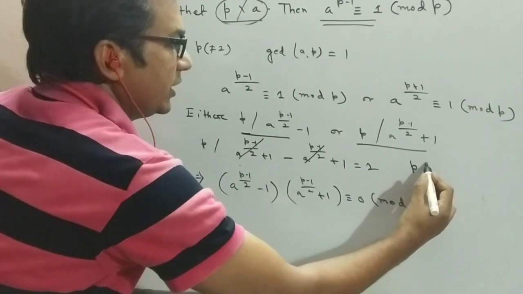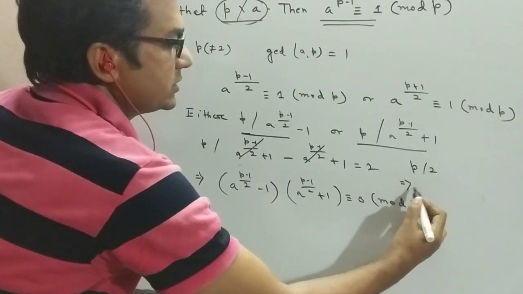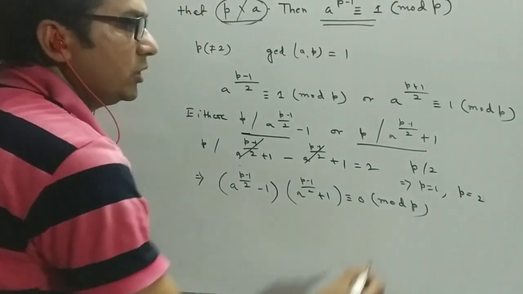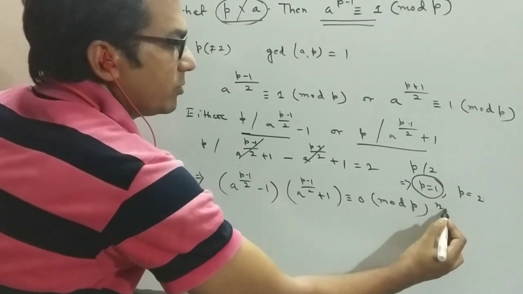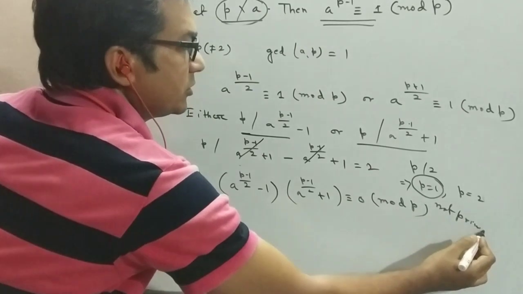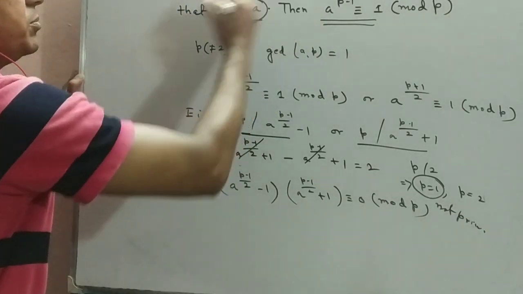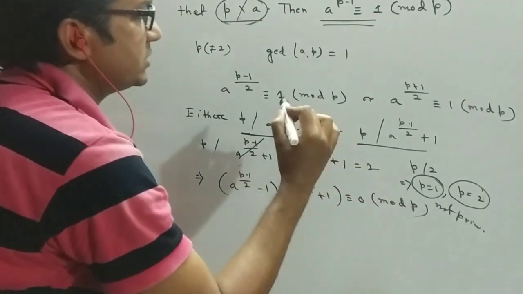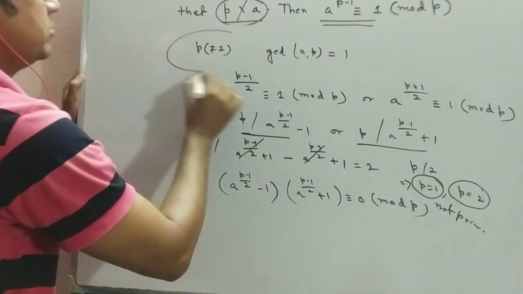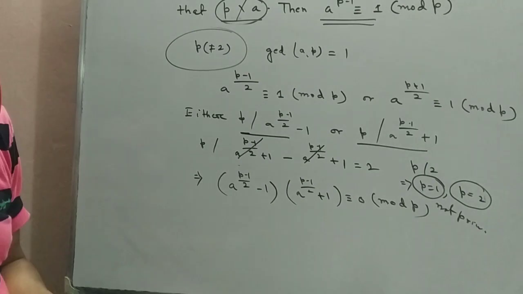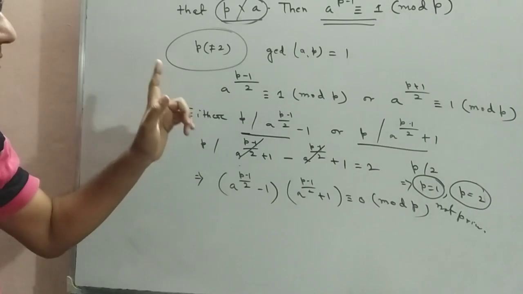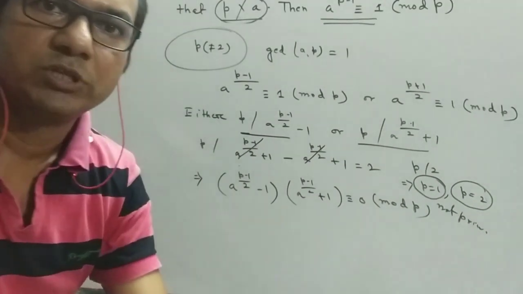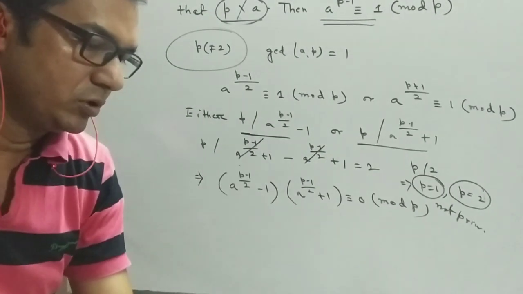That is P divides 2. That is either P equal to 1 or P equal to 2. If P equal to 1, then it is not prime, so this is wrong. And if P equal to 2, then this is not correct because P not equal to 2, it is given. So either this or this. Both the relations together do not hold.